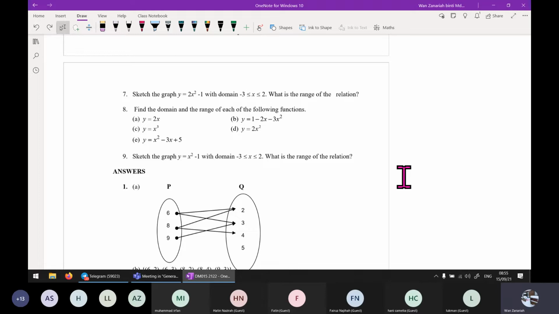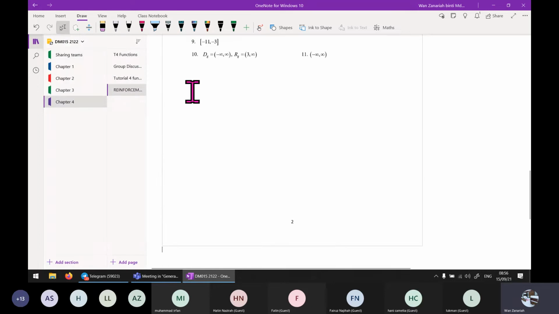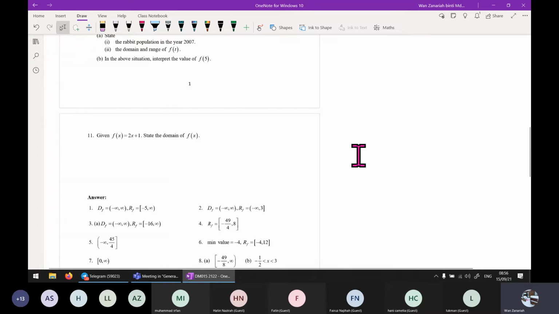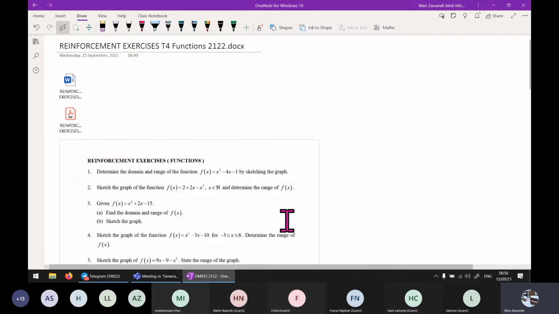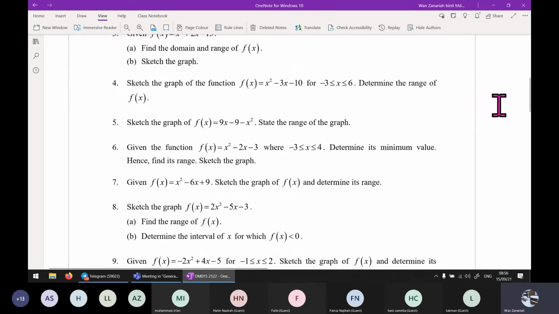Later in SM it gets a bit more challenging because you will learn exponential graph, log graph, reciprocal, and set. Okay, I think there are no more questions for this. This tutorial is easy. You finish it soon. So let's look at the reinforcement question.